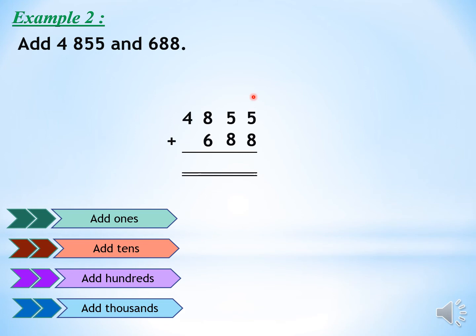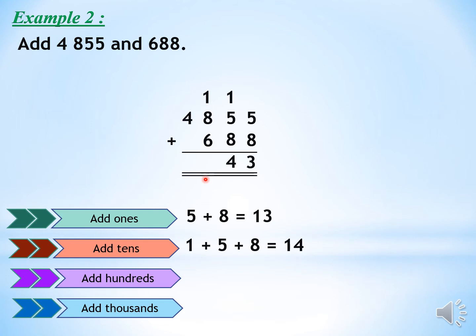Okay, we'll add the ones firstly. 5 ones and 8 ones. How many? Yes, 13. But are we writing 13 here? No. We regroup this one in the tens place. Very good. Now children, we can add all these tens. 1 ten plus 5 tens plus 8 tens give 14. Will we write 14 here? No. This one will be regrouped in the hundreds place.